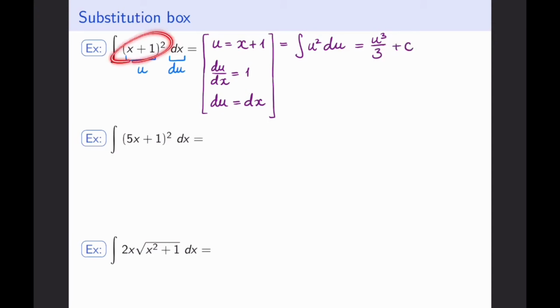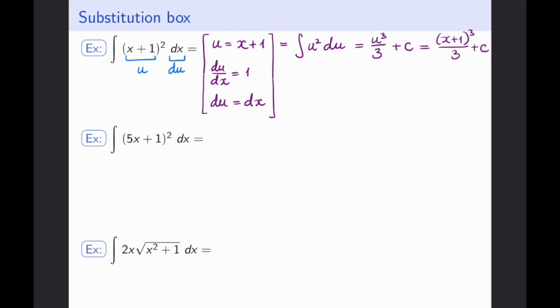Now, if my original integral was in terms of x, then my answer should be in terms of x also. So I am going to resubstitute what u was in terms of x back in. I have u cubed, which really means I have (x plus 1) cubed over 3 plus a constant.